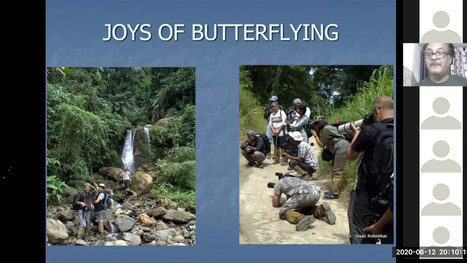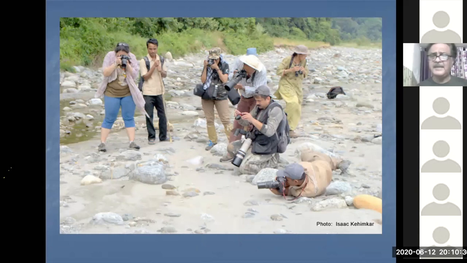But of course, butterflying is a crazy hobby. When you see a butterfly, you have to just throw yourself on the ground. You can't just stand and photograph. For butterflies, you have to go down into the world, and waterfalls are very, very productive, especially if you're traveling in the Northeast or the Western Ghats. Go where the waterfalls are, and you can see plenty of butterflies there.